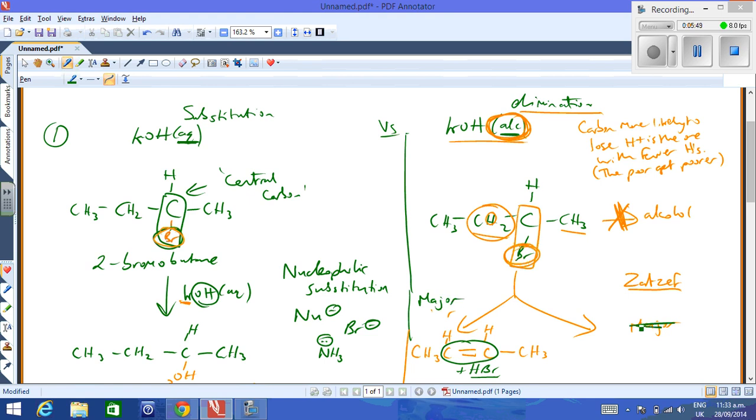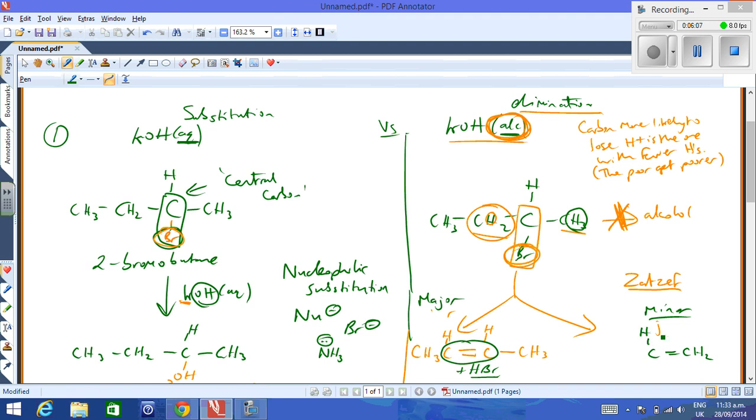So that's the major. The minor is going to be the opposite situation, and this would be a much lower percentage of the product. But this is where the actual carbon with the more hydrogens is going to have its one eliminated. So the double bond would be formed on this end.